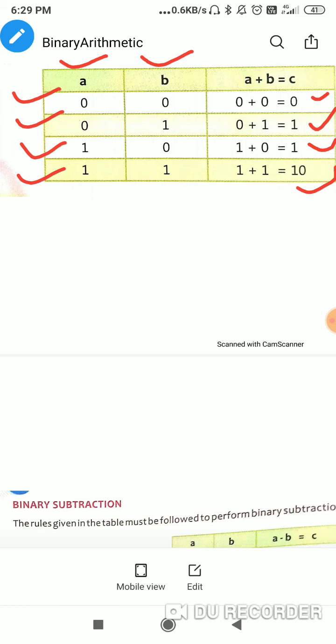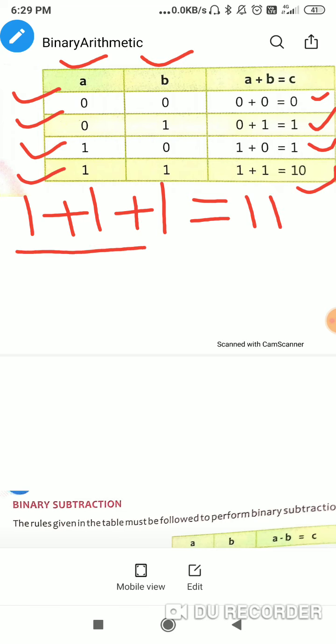And one more thing I want to tell you: if there are three digits like 1, 1 and 1, if there are three ones to add, it is not written in the table in your book, so I am telling you, if there are three ones consecutively and you want to add these three ones, then the result becomes 1 and 1. Got it? So these are the basic rules that you have to follow during binary addition.